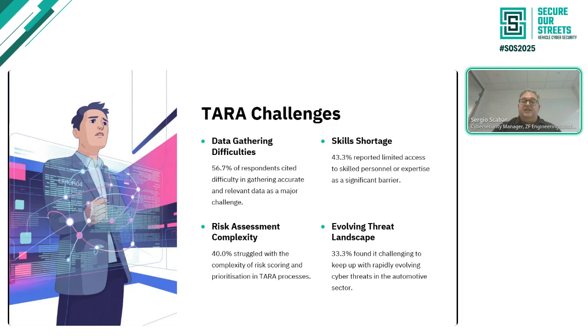The top TARA challenges cited during the survey are gathering accurate, relevant data, cited by 56.7% of respondents; limited access to skilled people, with 43.3%; complexity of risk scoring and prioritization, 40%; and difficulty keeping up with rapidly evolving threats and landscape, with 33.3%. These are process and resource challenges that can delay projects and reduce quality.